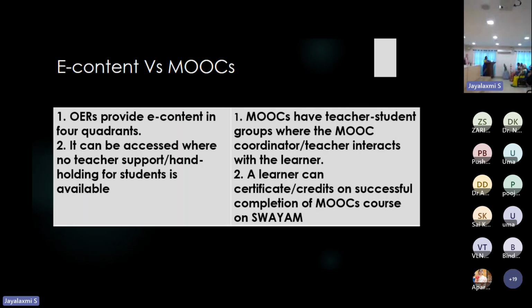So this is the basic difference between e-content and MOOC, but MOOC also contains e-content. Just e-content is not a MOOC, but in MOOC we have e-content. So that's the basic difference.